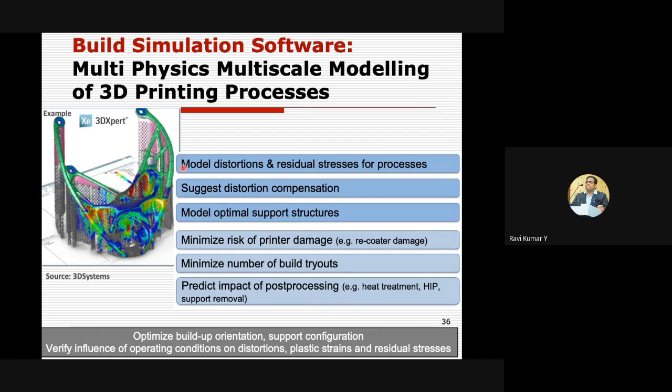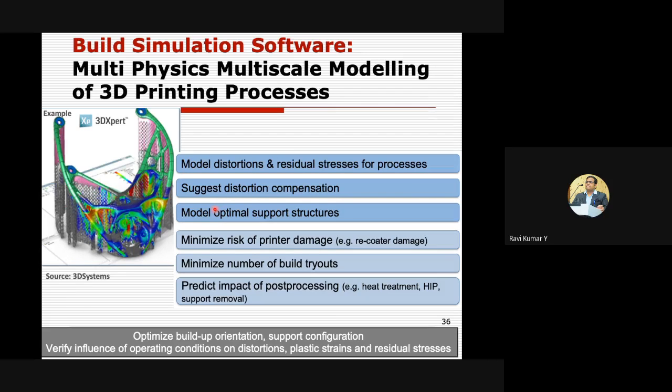Through that simulation you can even predict some kind of distortions in your layers or residual stresses that will build up. Then that can also be considered, and further it will be compensated in your designs. So all these come under the design for 3D printing scope.